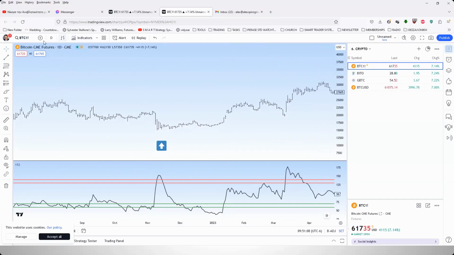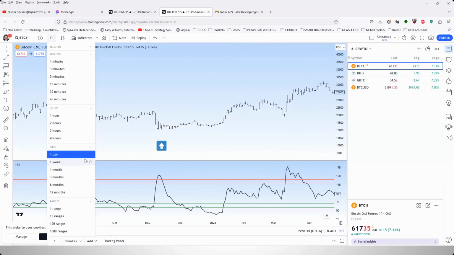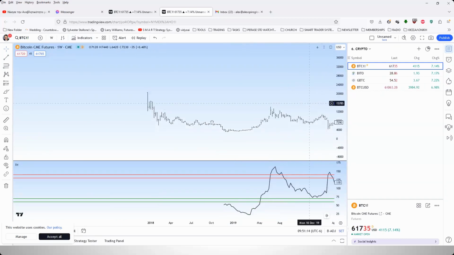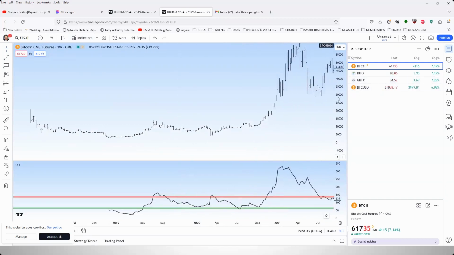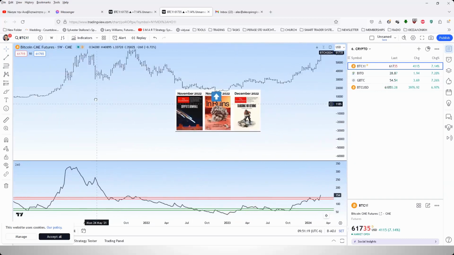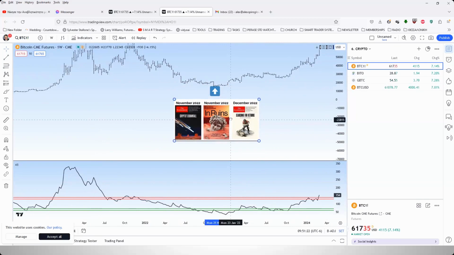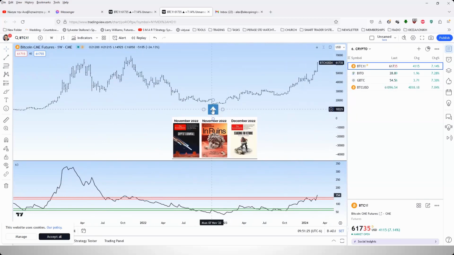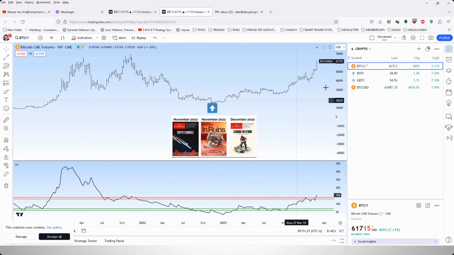And I'll show you something really funny. Let me switch into the weekly chart. Guys, talk about market sentiment. Guys and gals. Yeah, look at that. I had actually noted it because I wanted to include another presentation. November 2022. That's the importance of market sentiment.